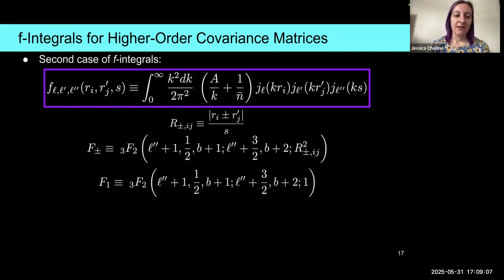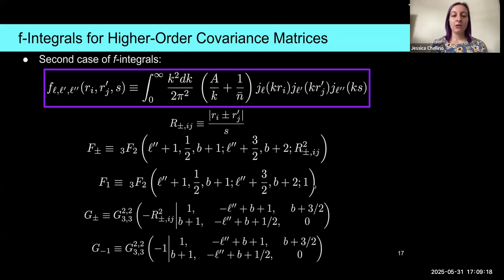F plus or minus and F1 are hypergeometric 3F2 functions. The important part here is that they're power series of their arguments, so either r plus or minus squared, or 1. And then we also have these Meijer G functions, which are contour integrals in the complex plane. And again, depend on the argument, which is either minus r plus or minus squared or minus 1. So now with these definitions, I'm going to put up the result for this purple boxed F integral.